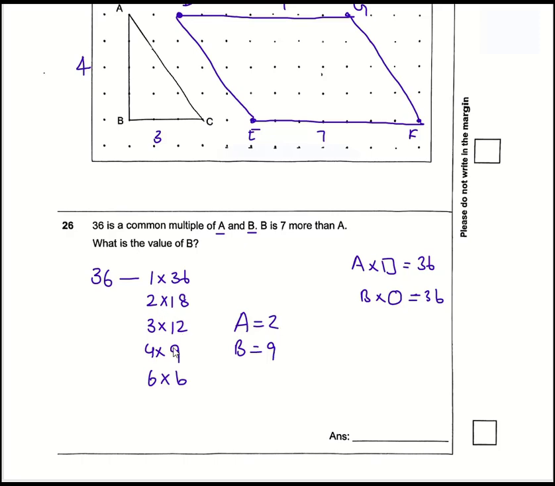Find out a pair where the difference is 7. So in this case, the value of B has to be 9. This is the quickest way rather than trying to use algebra or models. This would be the best way to solve this problem quickly.